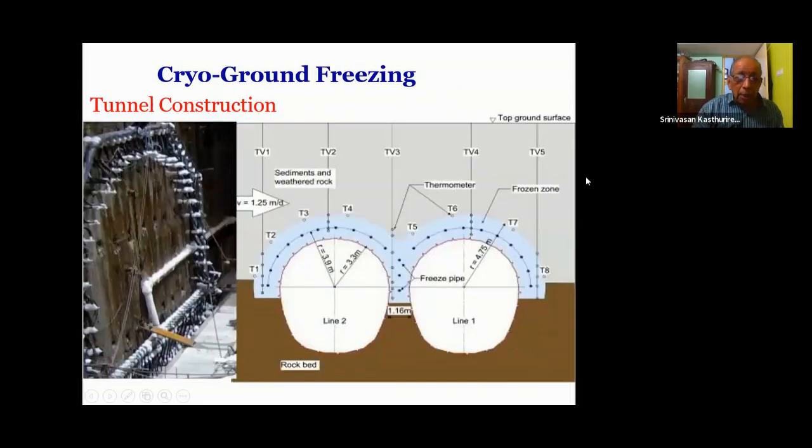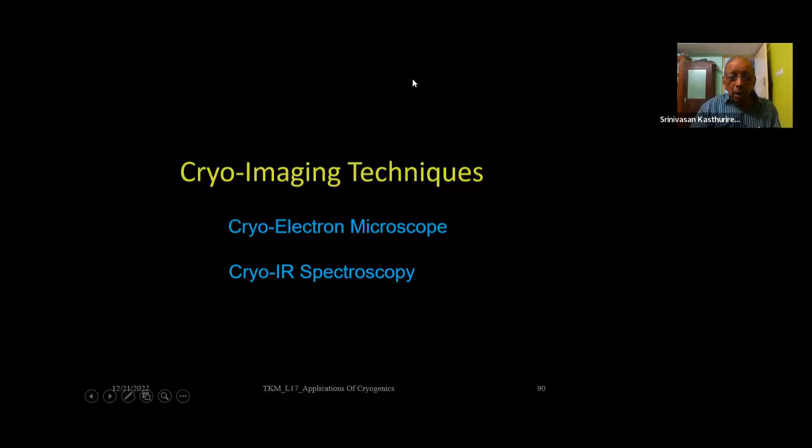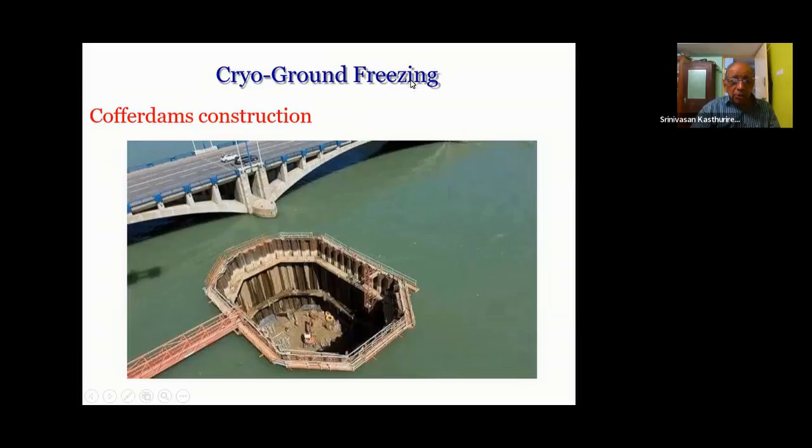Okay, this is again another photograph of the cryoground freezing. Sorry, this is one which is in the C zone, coffer dams construction. It's again within the sea area.